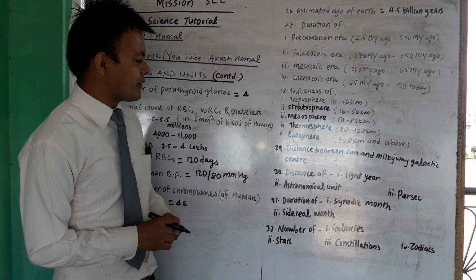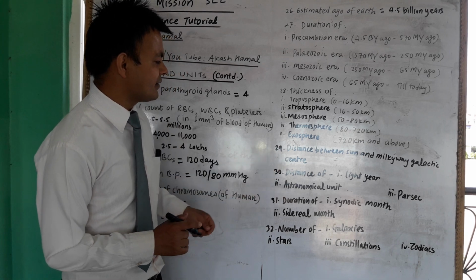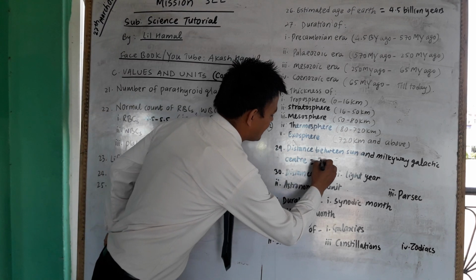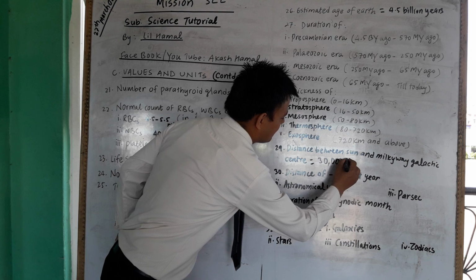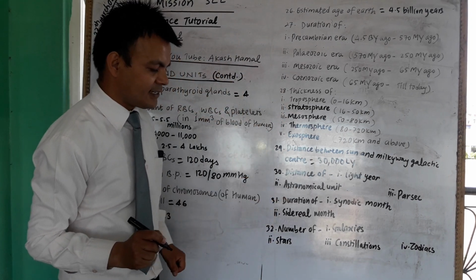Now let's talk about some of the distances. The distance between the Sun and the Milky Way galactic center is 30,000 light years. Likewise, the distance of a light year.